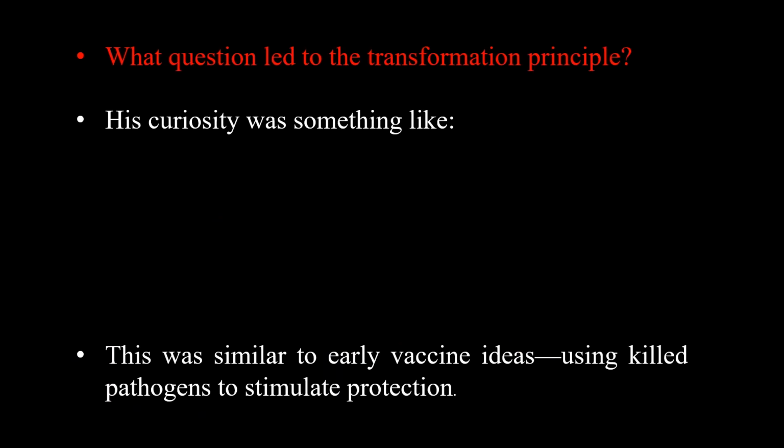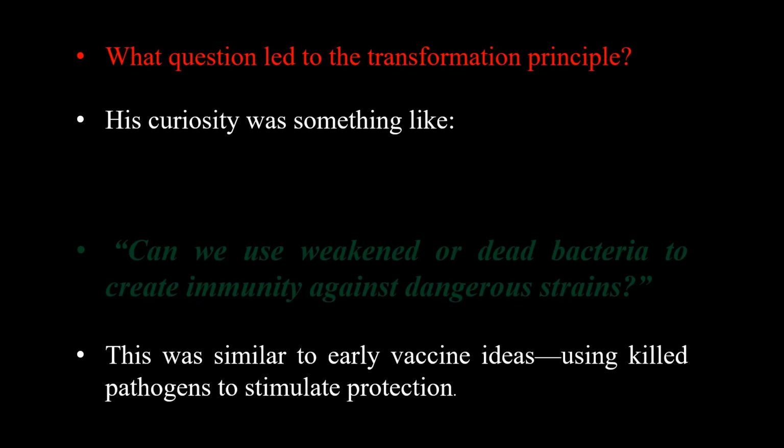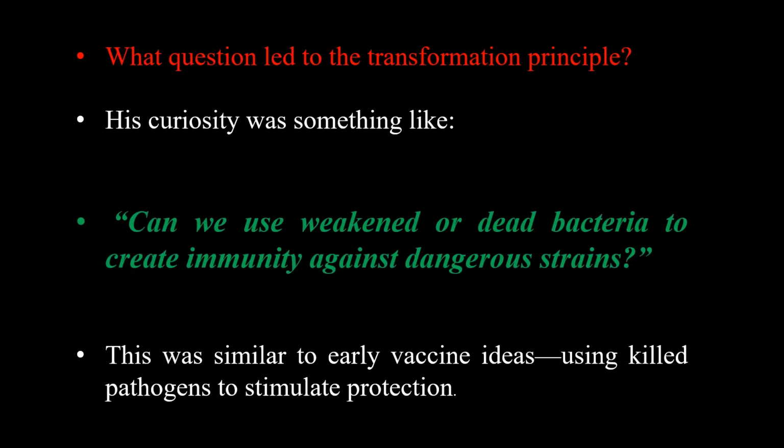So what was the question that led to the transformation principle? Griffith's curiosity was something like this: can we use weakened or dead bacteria to create immunity against dangerous strains? This idea was very similar to early vaccination concepts, where killed or weakened pathogens are used to safely train the immune system. But what he discovered went far beyond immunity. It hinted that something from the dead bacteria could actually change living ones.